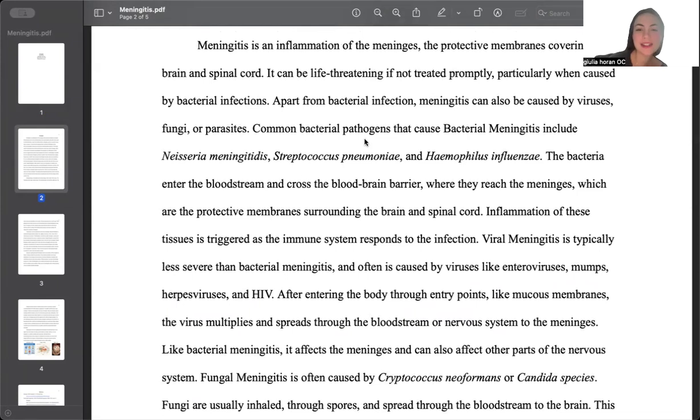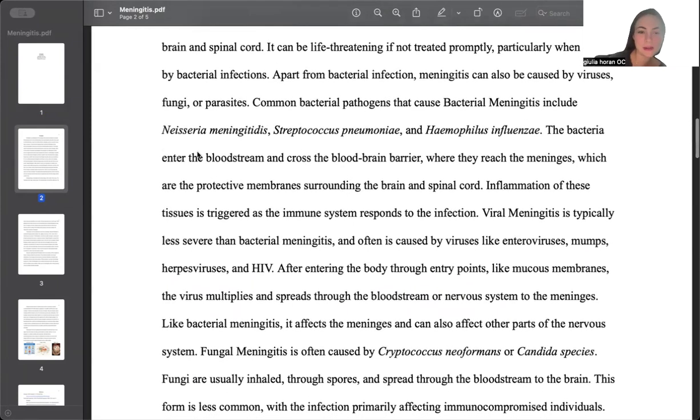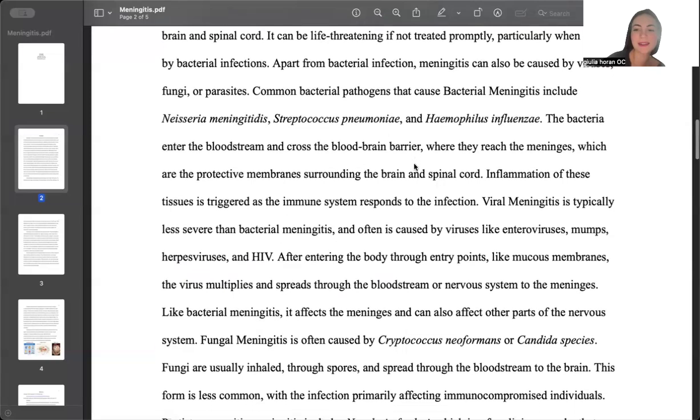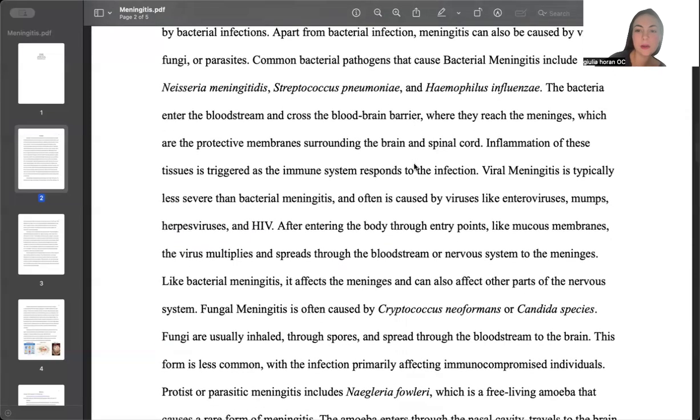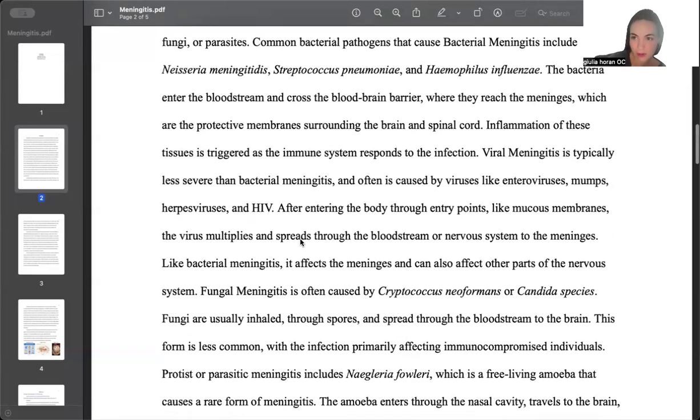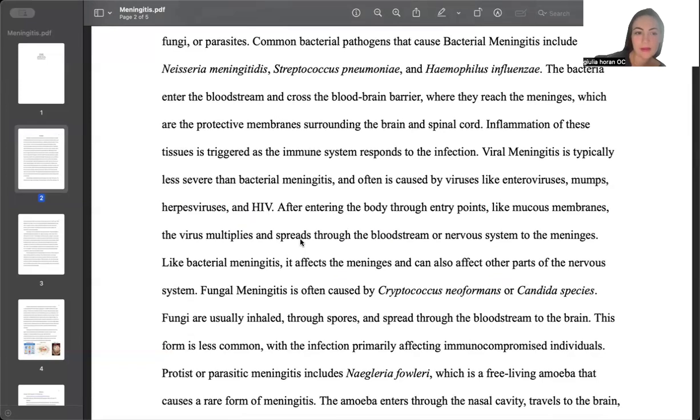Common bacterial pathogens that cause bacterial meningitis include Neisseria meningitidis, Streptococcus pneumoniae, and Haemophilus influenzae. The bacteria enter the bloodstream and cross the blood-brain barrier, where they reach the meninges, which are the protective membranes surrounding the brain and the spinal cord. Inflammation of these tissues is triggered as the immune system responds to the infection.